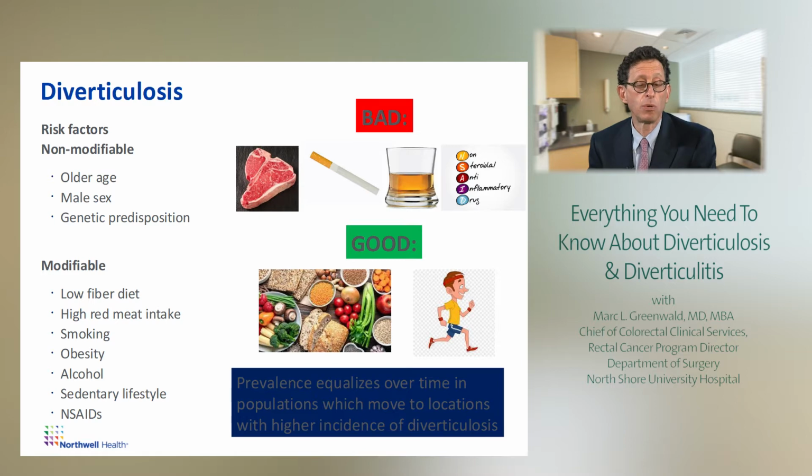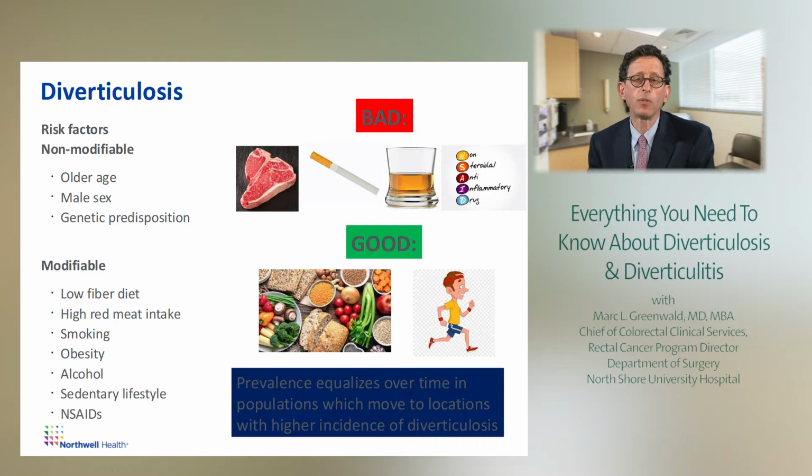And it's been shown that a high-fiber diet and low intake of red meat can really make the difference. Certainly smoking, as I mentioned. Obesity is tied to diet and exercise, alcohol intake, sedentary lifestyle. These things can increase your risk.